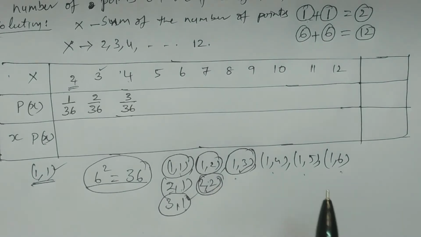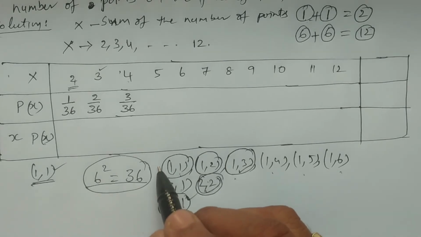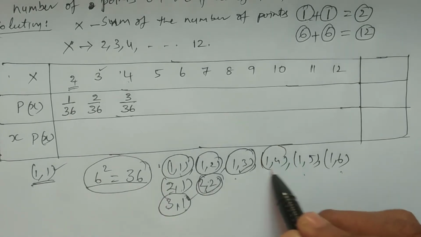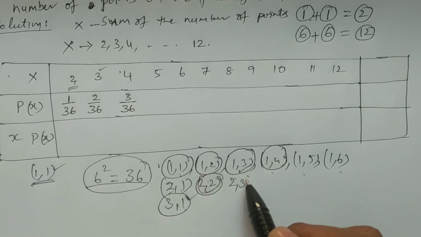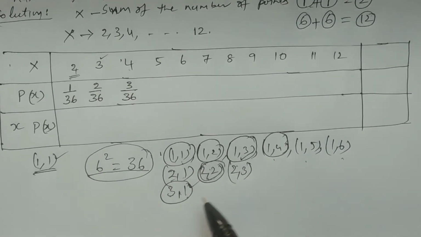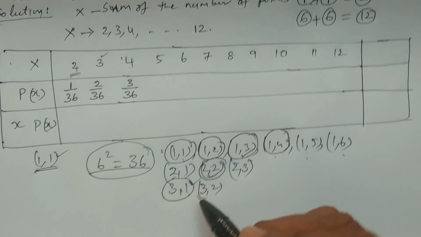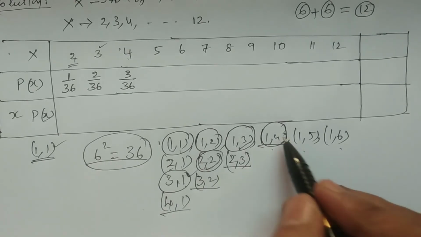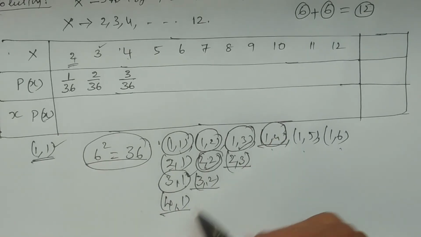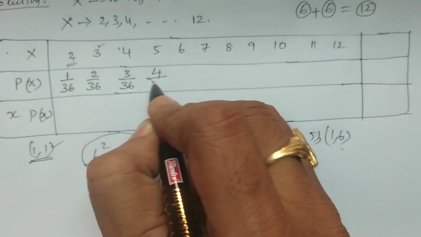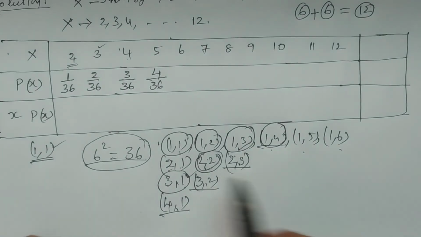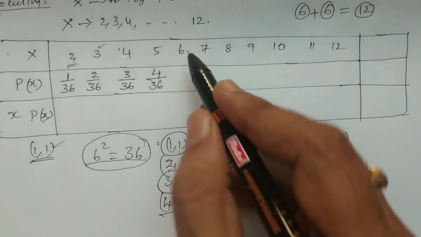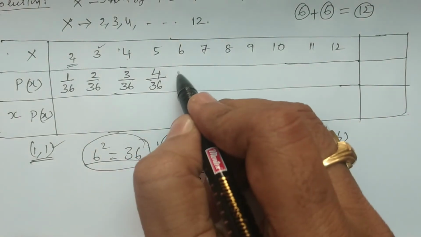Similarly, if you calculate for 5, the combinations are 1 4, then 2 3, then 3 2, and 4 1. So 1 4, 2 3, 3 2, 4 1: 4 possibilities, 4 by 36 is the probability. Similarly, if you consider 6, it is 5 by 36.